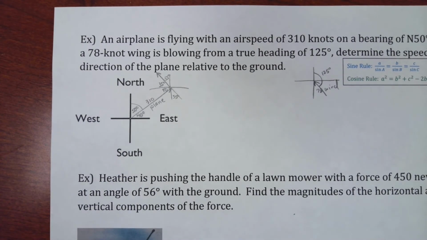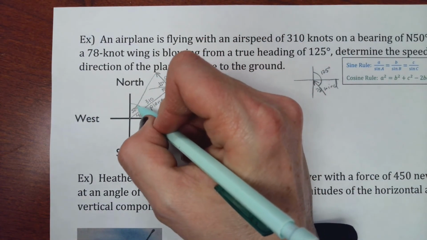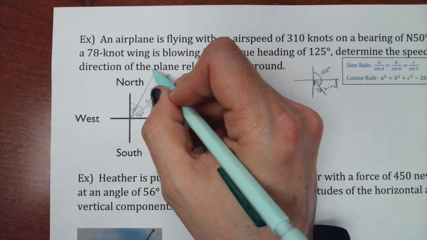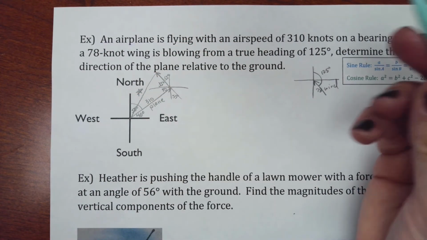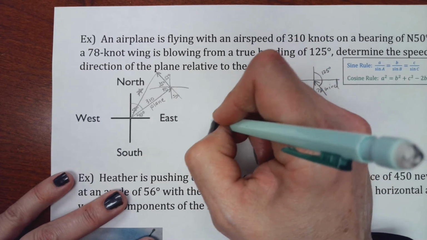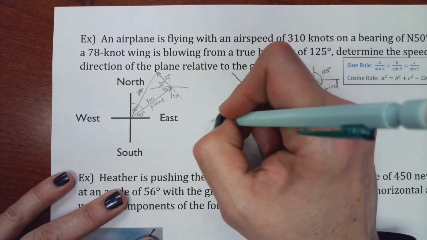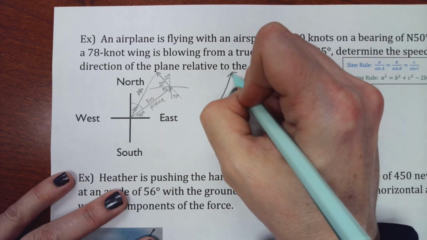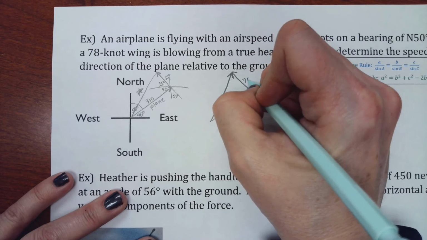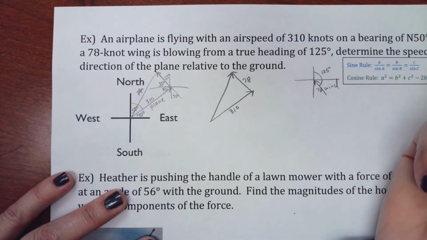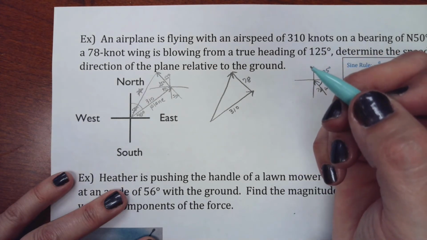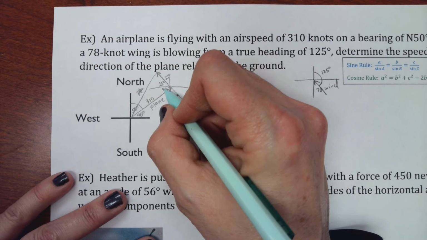And we know that wind is 78. I'm not going to put that here, but basically I have this triangle. The result of the plane trying to move this way and the wind pushing me that way is my resultant right here. So I'm going to repeat that little triangle over here. Here's my plane, here's my wind. This one's 78. This plane is 310 knots. I don't know this angle. I do know this one right here is 75.